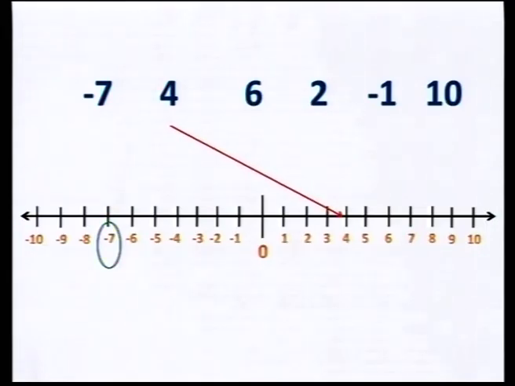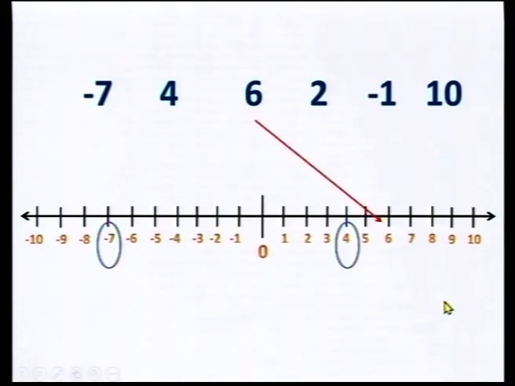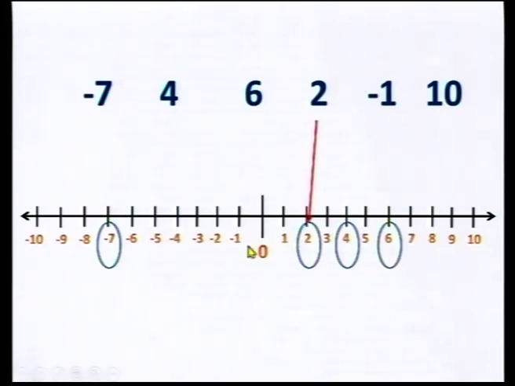What is the second number? 4. Children, you can observe here it is minus 7 and here we have 4. So next we have to round up 4. Next 6. Next 2. Okay children, where is minus 1? Is it here? No, it is here. So we have to round up minus 1. Next, the last number is 10.